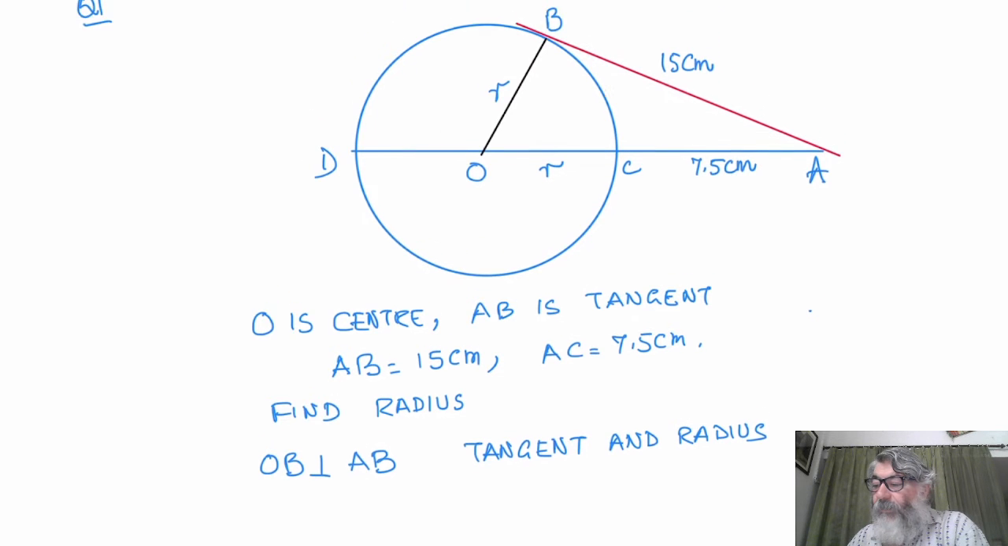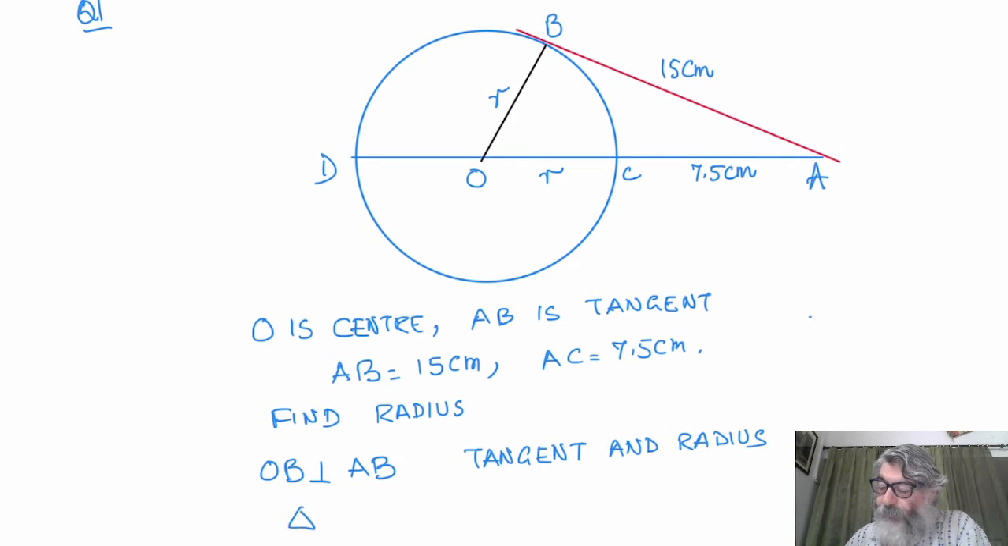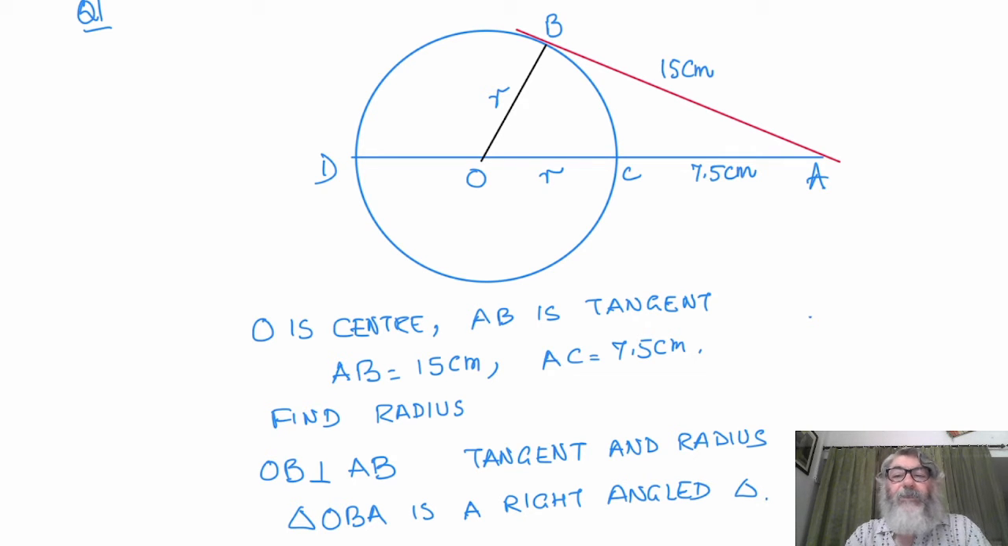So this triangle OBA is a right angled triangle. In a right angled triangle, what happens? We can apply Pythagoras theorem. And what is Pythagoras theorem? The square described on the hypotenuse should be equal to the sum of the squares of the remaining two sides.